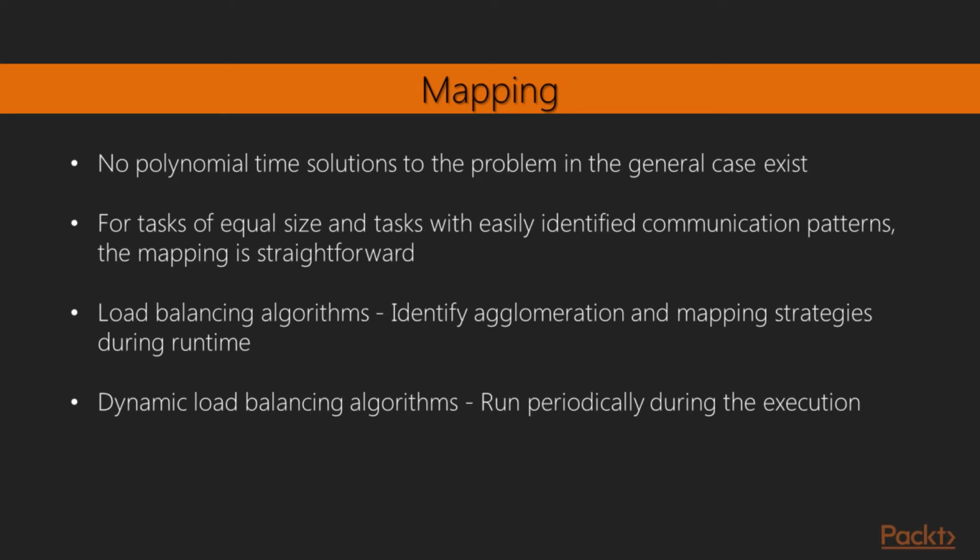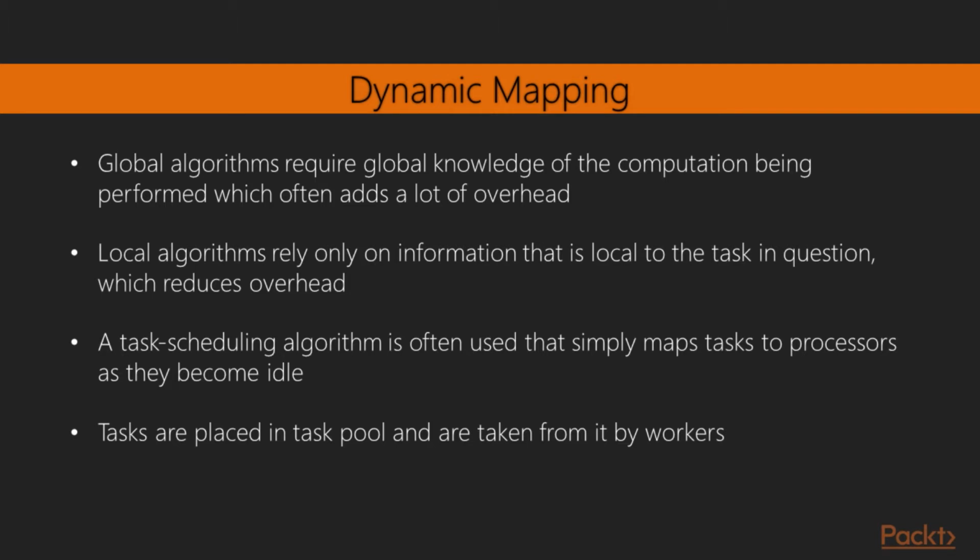However, if the tasks have communication patterns that are hard to predict or the amount of work varies per task, it's hard to design an efficient mapping and agglomeration scheme. For these types of problems, load balancing algorithms can be used to identify agglomeration and mapping strategies during runtime. The hardest problems are those in which the amount of communication or the number of tasks changes during the execution of the program. For these kinds of problems, dynamic load balancing algorithms can be used, which run periodically during the execution. We'll now take a look at dynamic mapping.